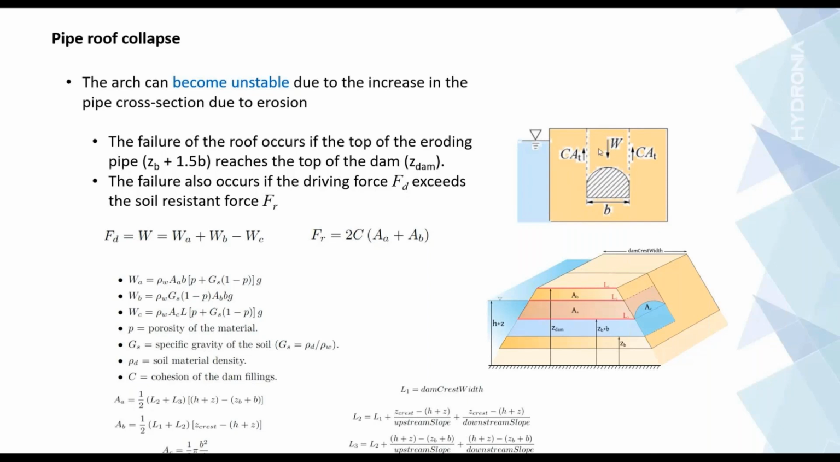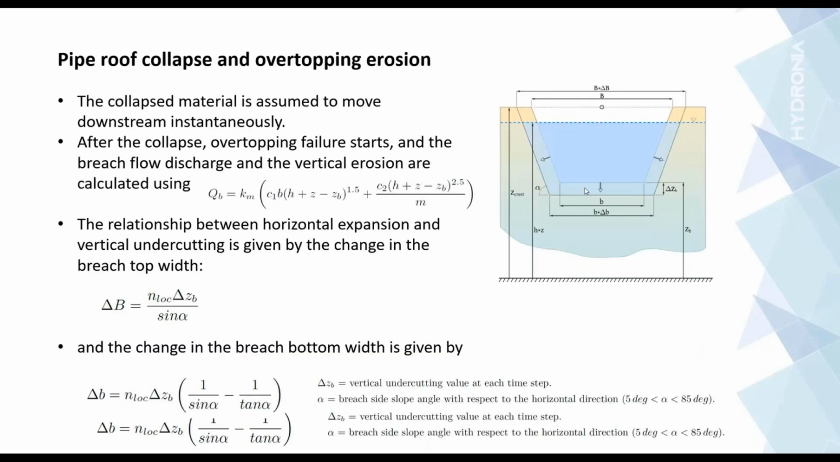But even before that, you can have a second option where the failure can occur when this material here weighs more than the resistance that occurs in the failure planes that are at either side of this cylinder, if you want to see it in that way. So if the weight of this material is higher than the resistance that you get in the soil, then you have a collapse. And when that happens, all of this material is removed, and then you have a trapezoidal cross-section that continues to erode in time.